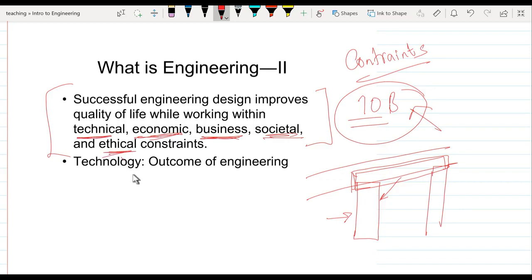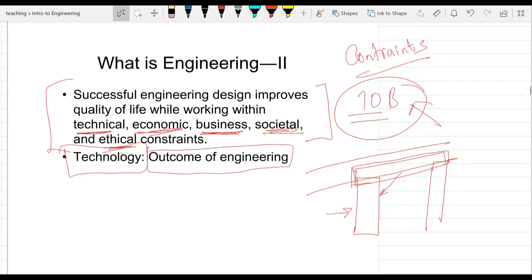I think I've already said it before in this class, that technology is a product of engineering. So most of the products that we have been highlighting, when they come from engineering, we call them technology. So I think that now becomes rather straightforward.